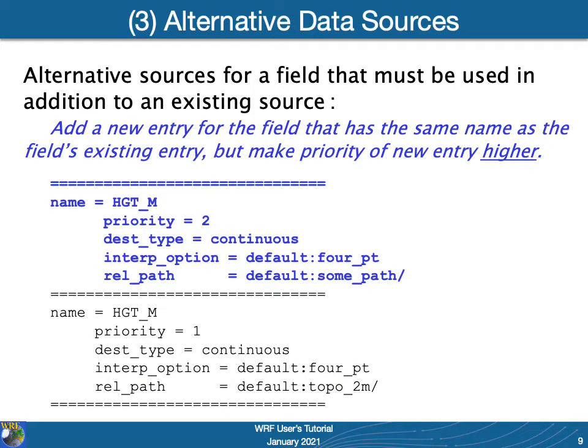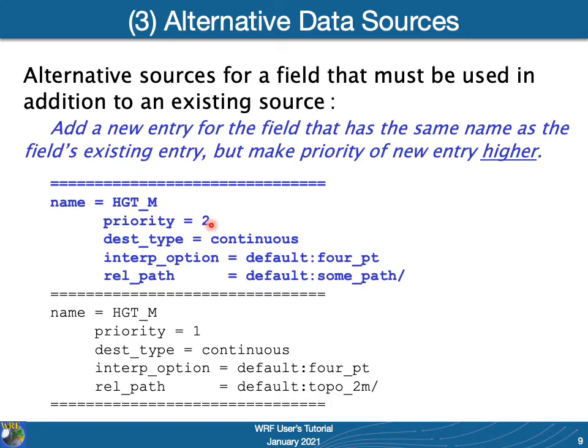And lastly, if our data set falls under the third class, it's an alternative source of data that needs to be combined with existing sources of data. In this case, what we need to do is to duplicate the existing entry for that field. So for example, if we had a higher resolution topography data set, but it only covered part of our simulation domain, we would need to duplicate the entry in the GeoGrid table file for HGT_M, topography height on the mass staggered points.